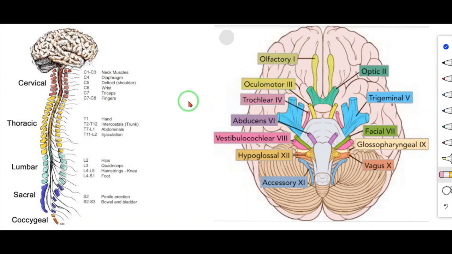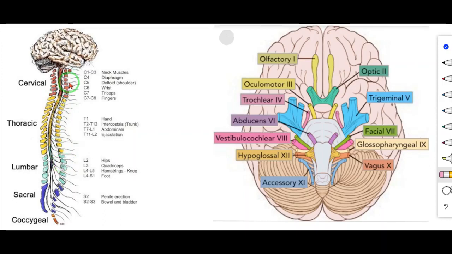And nerves arising from the spinal cord are called spinal nerves. So two types of nerves are present in the peripheral nervous system: cranial nerves and spinal nerves. First let's see spinal nerves. There are 31 pairs of spinal nerves.